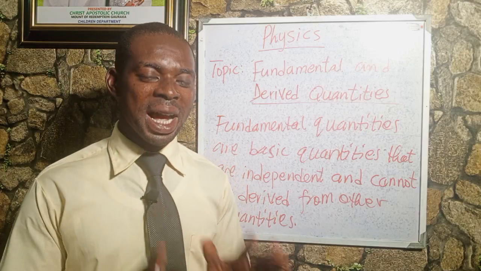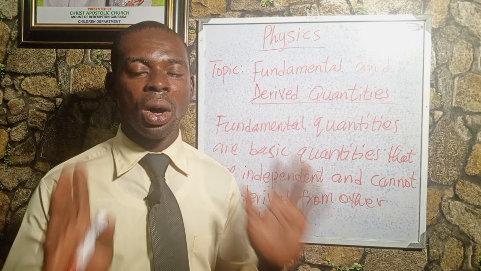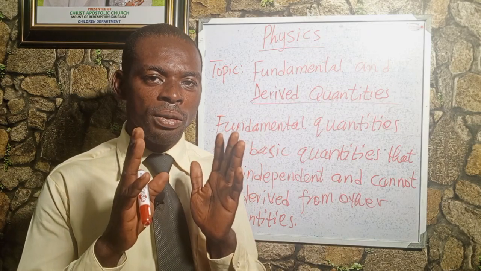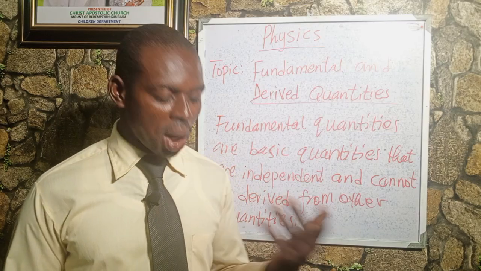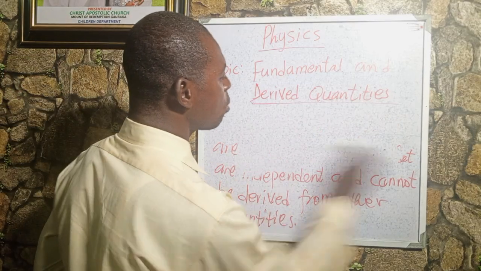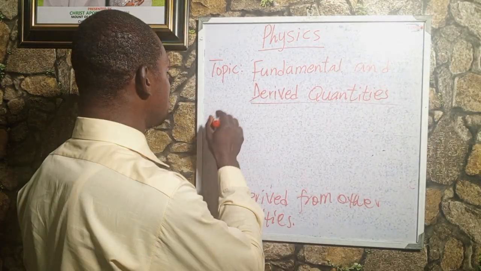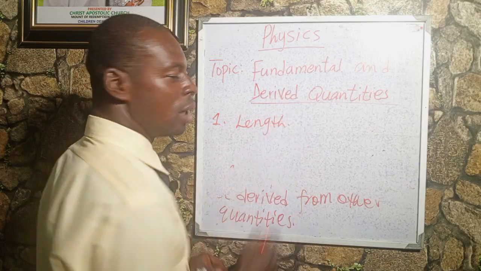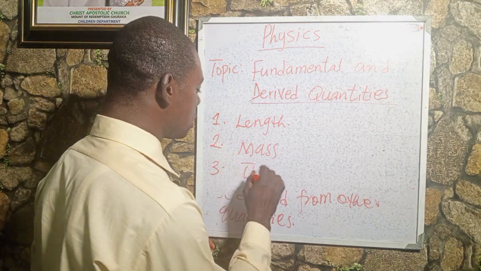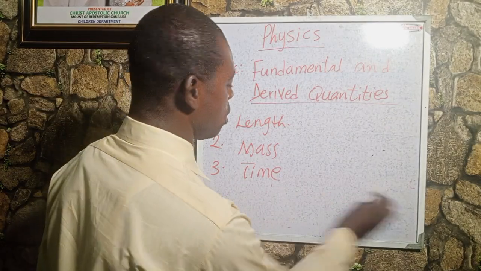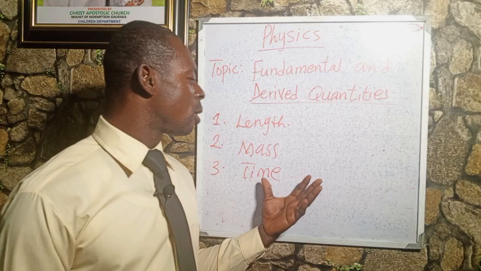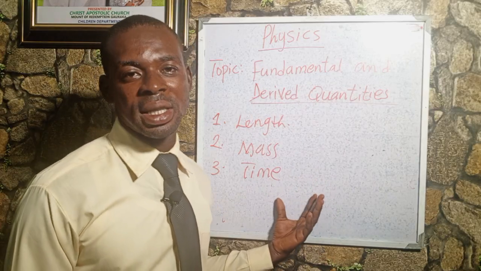What that simply means is that they can stand on their own. You can't get them from any other quantities. Do you understand? Now, there are three most important fundamental quantities in physics. What are these three important basic quantities in physics? Number one is length. Number two is mass. And number three is time. Length, mass, and time. These are the three most important fundamental quantities in physics.